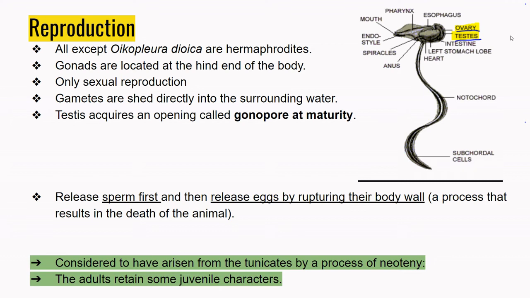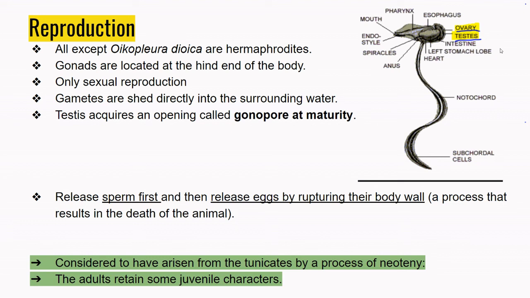Here we can see that the testis will acquire an opening, which we call the gonopore, during maturity, and the sperms will be released through this opening first from the body. Later on, the ovary matures and releases the ova, but the ovary does not have any opening, so it releases the ova by rupturing of the body wall, which may lead to the death of the organism. So now the male gamete and the female gamete are in the water, and fertilization takes place.